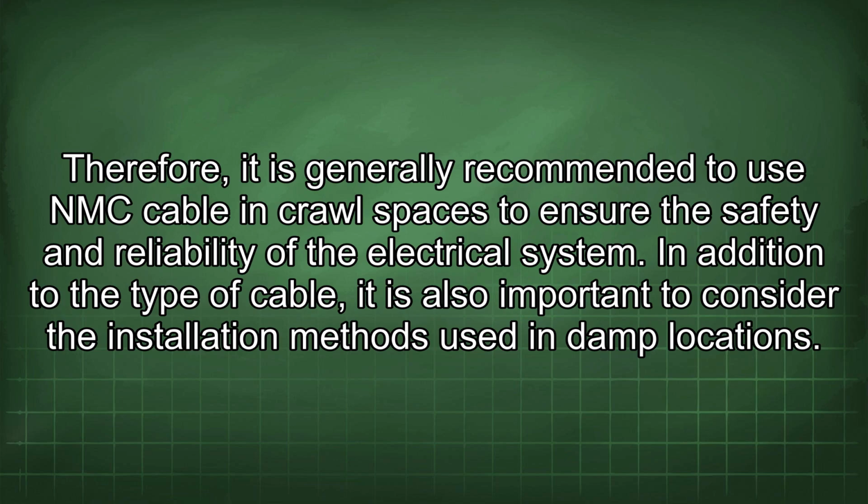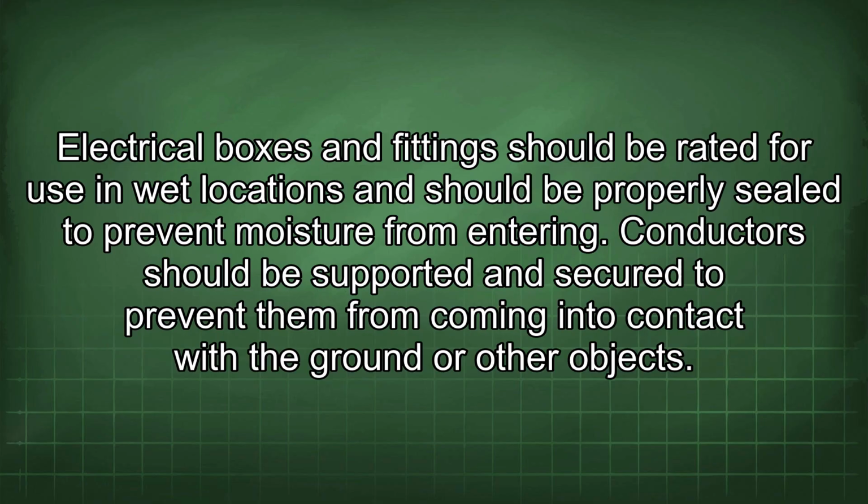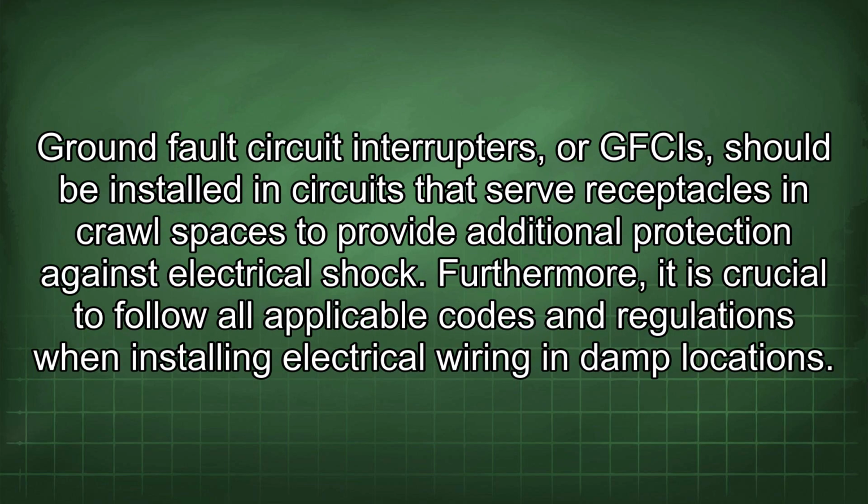electrical system. In addition to the type of cable, it is also important to consider the installation methods used in damp locations. Electrical boxes and fittings should be rated for use in wet locations and should be properly sealed to prevent moisture from entering. Conductors should be supported and secured to prevent them from coming into contact with the ground or other objects. Ground fault circuit interrupters, or GFCIs, should be installed in circuits that serve receptacles in crawl spaces to provide additional protection against electrical shock.